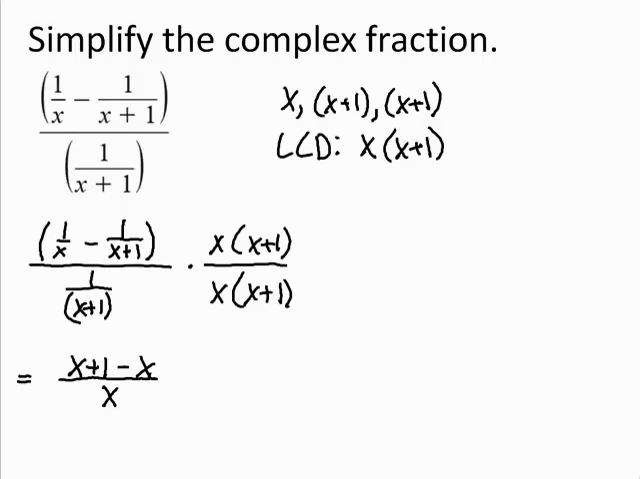You are left with x plus 1 minus x divided by x. The positive x and negative x in the numerator cancel out, leaving 1 divided by x. This expression has to have the same domain as the original expression. In the original expression, there was an x plus 1 in the denominator, so x plus 1 cannot be equal to 0. Subtract 1 from each side. X cannot be equal to negative 1. The simplified expression is 1 divided by x, where x is not equal to negative 1.